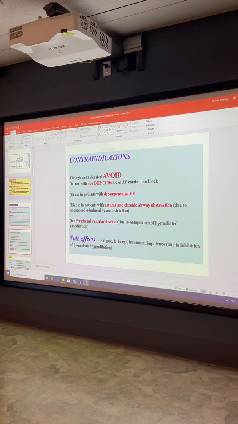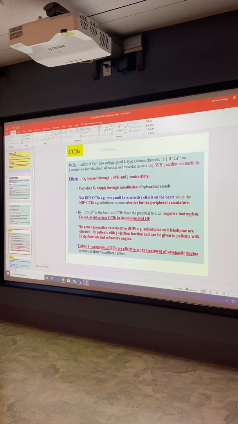Okay. Now the side effects: fatigue, lethargy, insomnia, impotence, and all that, as we covered under beta antagonists when we did hypertension. Now the next group will be the CCBs. And you know well about the CCBs now. What are their own effects? They reduce oxygen demand too, because you know the CCBs reduce systemic vascular resistance and they reduce contractility. But they may also increase oxygen supply because they can cause vasodilation.